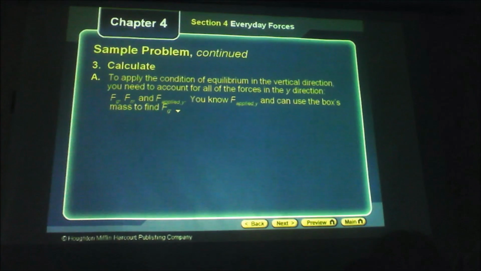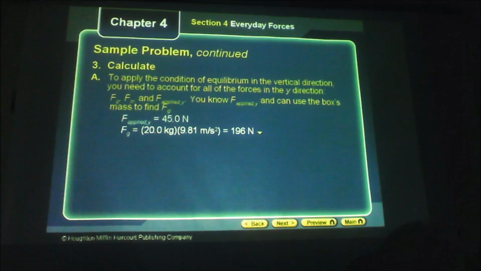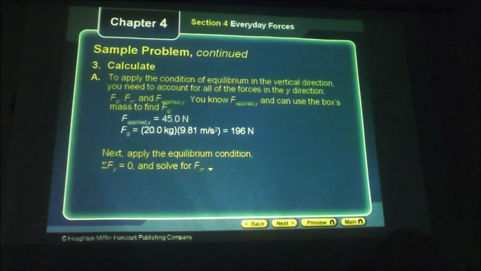So we have the force of gravity, we have the normal force, and we have the force that's applied in the y direction. We already know the force applied in the y direction, and we can use the box's mass times gravity to find F sub g. The applied y force we calculated already as 45 newtons, and there's our 9.81 times the mass of the box of 20.0 kilograms, and we have 196 newtons. Next, we'll apply the equilibrium condition that the summation of the forces in the y direction is 0. So let's resolve for the normal force.